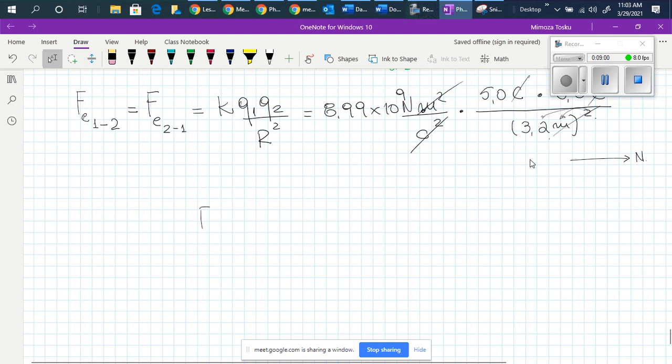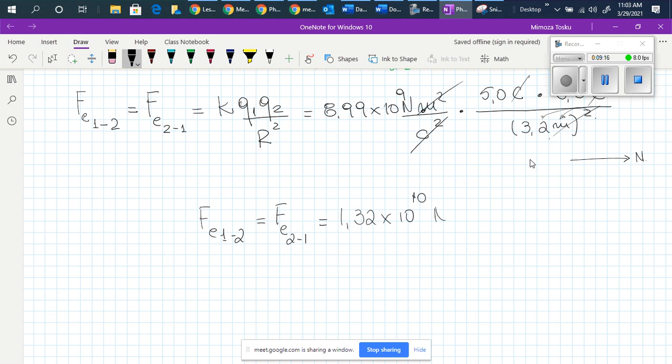So you will have an electrostatic force that 1 is experiencing as a result of 2, or that 2 is experiencing as a result of 1, of 1.32 times 10 to the power of 10 newtons.